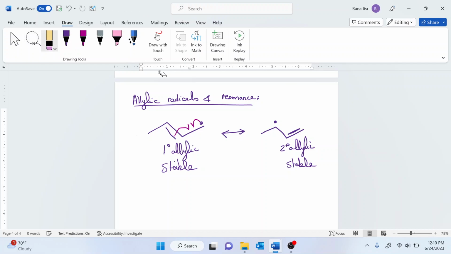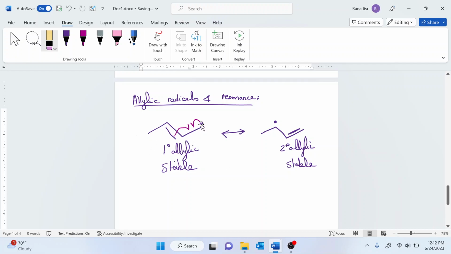And there is a possibility that they are going to form slightly faster than the primary allylic radical, but both radicals do form because both of them are stable. This is not like the case of the primary and secondary radicals. Primary radicals don't form because they are less stable than secondary radicals. But here, primary allylic and secondary allylic are both stable and both are going to form. So these are the two resonance structures for this particular example.